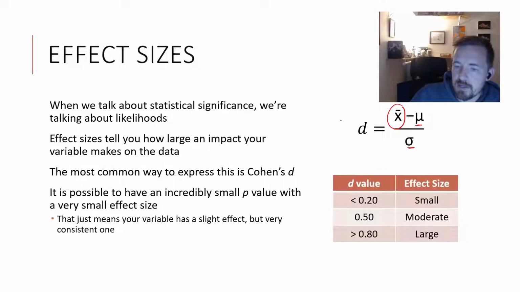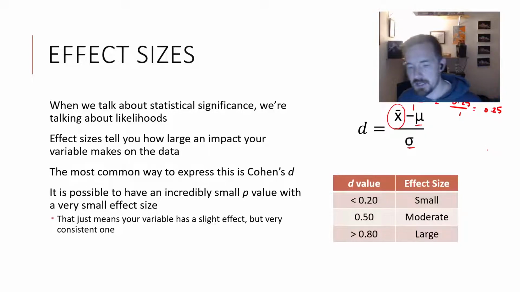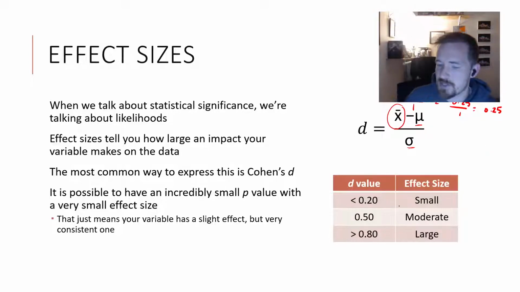So for us, we would plug in 7.75 here, subtract that from 8, divide that by 1, which would give us 0.25 divided by 1, so it's just 0.25. Not a huge effect size, as you can see here, the way to gauge these.